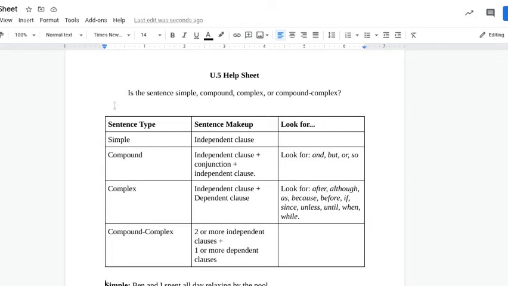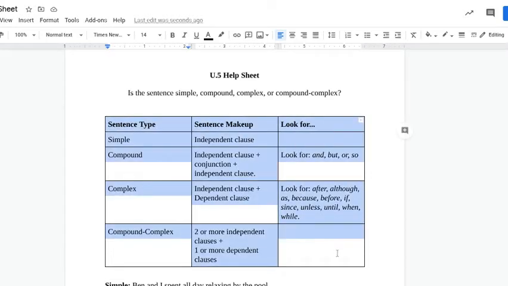This is U5. Is the sentence simple, compound, complex, or compound-complex on IXL? So here's a chart that I made for you guys. It basically lays out everything that you need to know about different types of sentences.